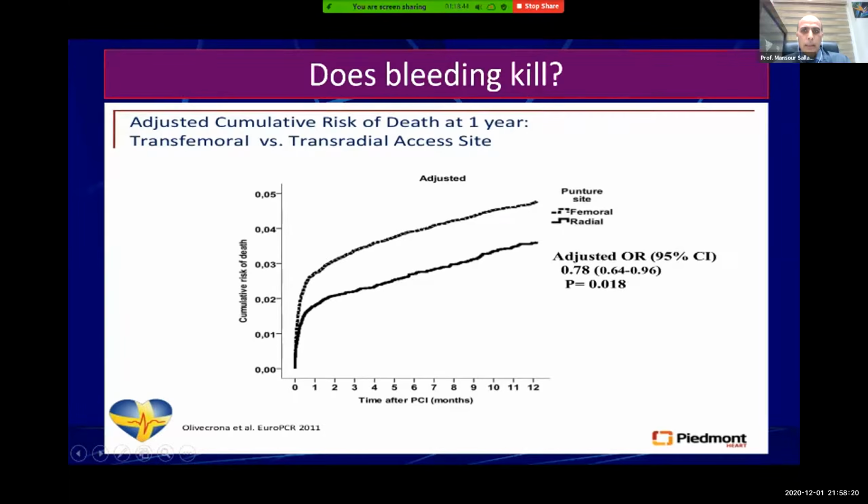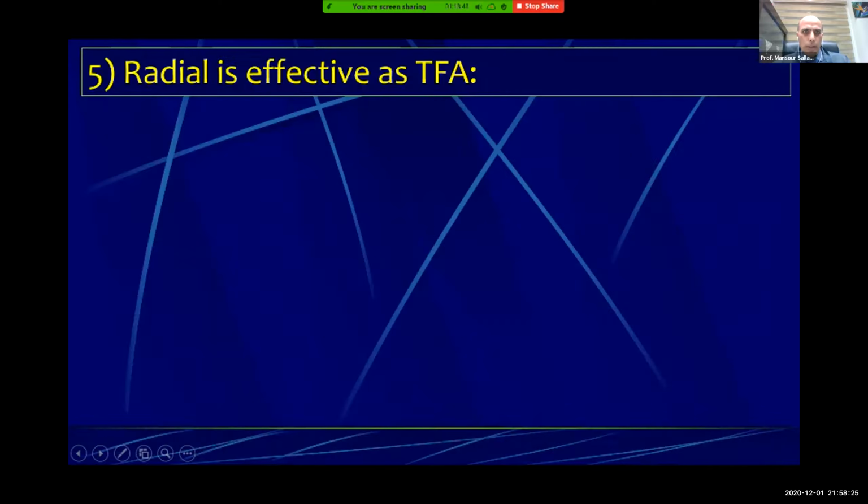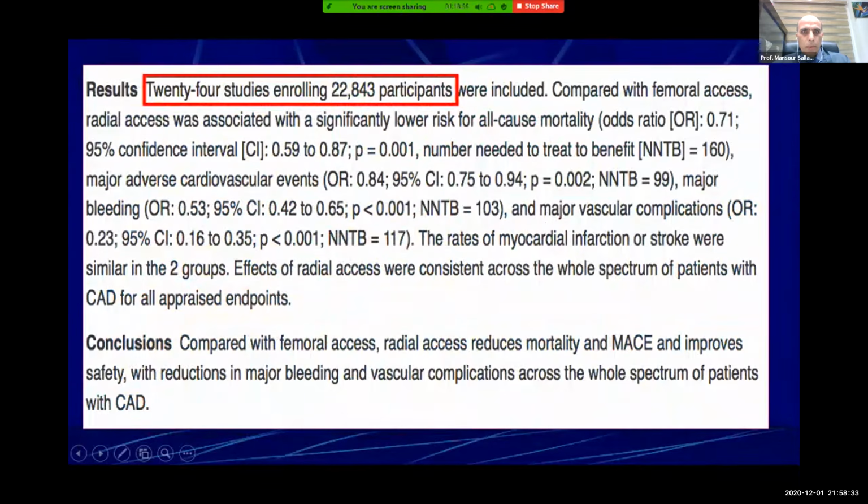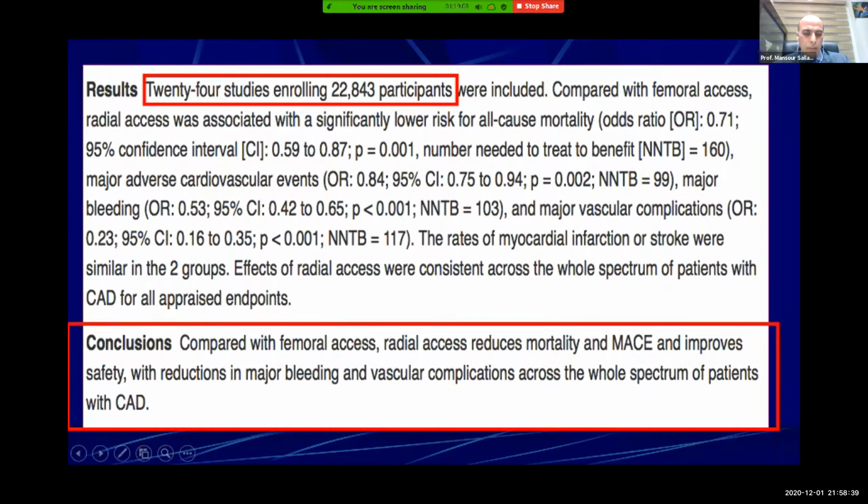And does bleeding kill? The answer is yes. So I think radial is safer, and you have to insist on that. You have to know that radial is as effective as the transfemoral approach. Based on a meta-analysis of approximately 24 studies that included 23,000 patients, the radial approach was as effective as the transfemoral approach and was safer as compared to it.